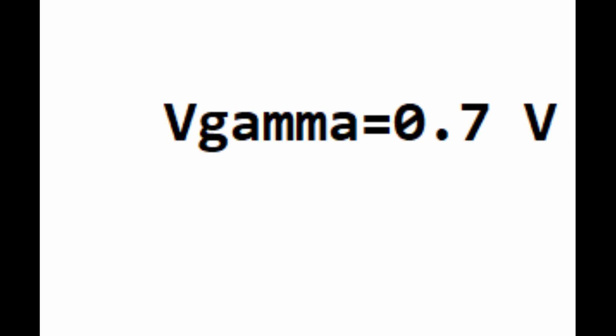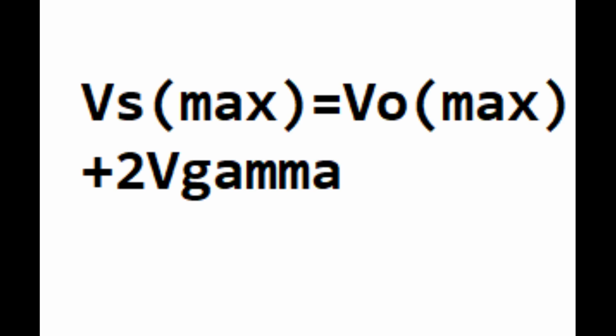Assuming the diode cut-in voltage is 0.7 volts, we can find the peak value of the voltage into the rectifier by using the equation Vs max equals the voltage out max plus 2 times the diode cut-in voltage, giving us 5 volts for the voltage output plus 2 times the diode cut-in voltage of 0.7, giving us a secondary voltage of 6.4 volts.